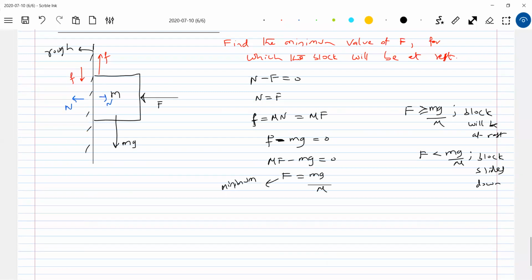Got it? So this is about pressing. If you want, you can try it right now. Just press the notebook against the wall and check it. You press with a little less force and it slides down. Then at one force, it will be balanced. Further, if you press hard, it will not slide up.